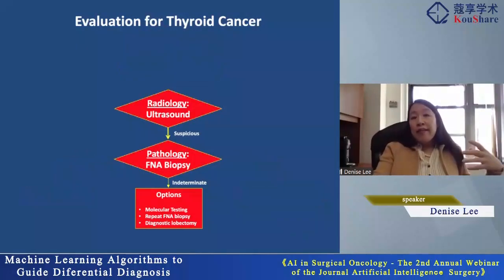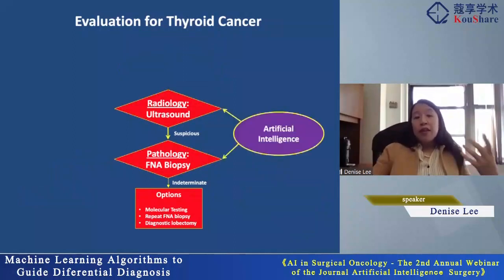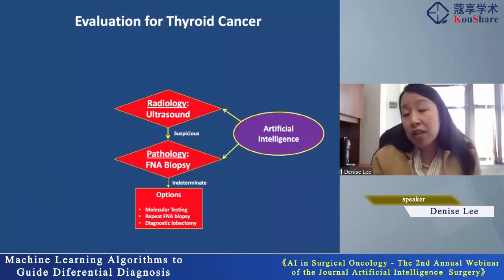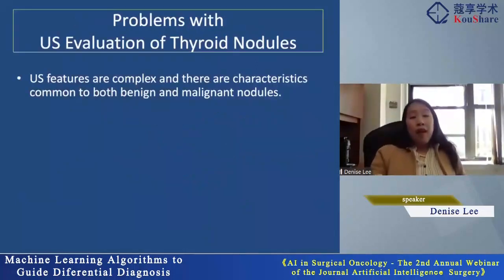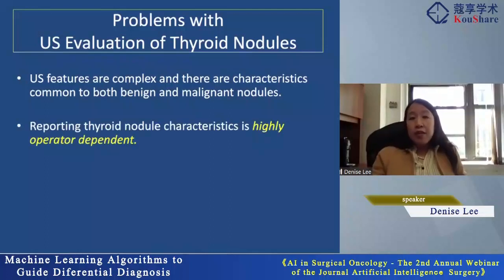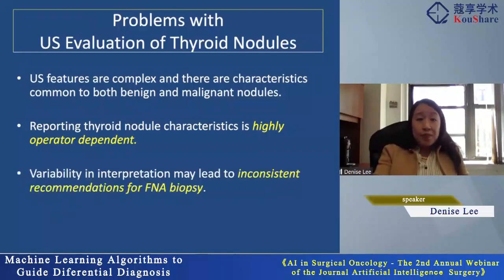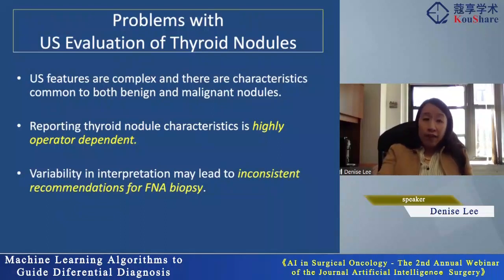So the areas that have been ripe for research using machine learning methodologies have really been in the field of radiology and pathology, or specifically cytopathology. The problem with ultrasound features in thyroid nodules is that the features are very complex, and there are characteristics that are common to both benign and malignant nodules. So this makes manual analysis very difficult. Reporting thyroid nodule characteristics is very highly operator dependent. So a radiologist might interpret it differently than the endocrinologist versus the surgeon. And this variability in interpretation of ultrasounds can be confusing, and it can lead to inconsistent recommendations for whether or not one should undergo an FNA biopsy.